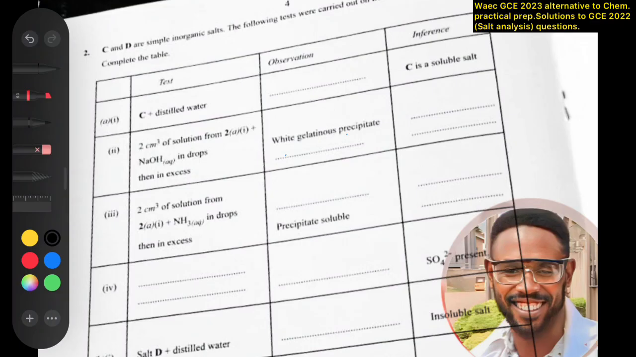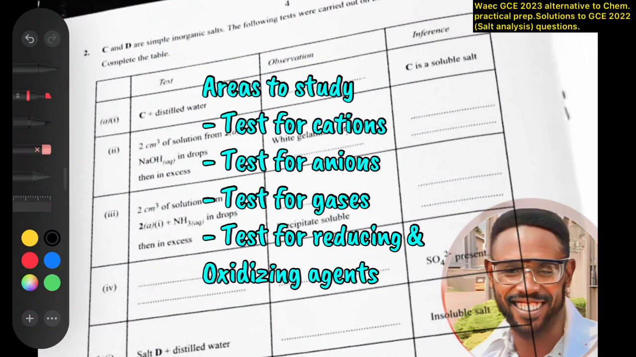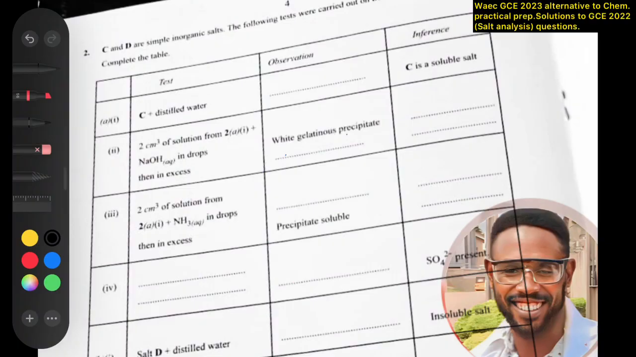In alternative to practical, you are not given the samples; rather, you are given a table, as you can see here, to copy and complete. So in alternative to practical, you will know almost how to confirm and test for cations and anions, and for gases and some reducing agents. So these are the fields you have to cover. This year, we'll be handling the 2022 WAEC GCE salt analysis question.